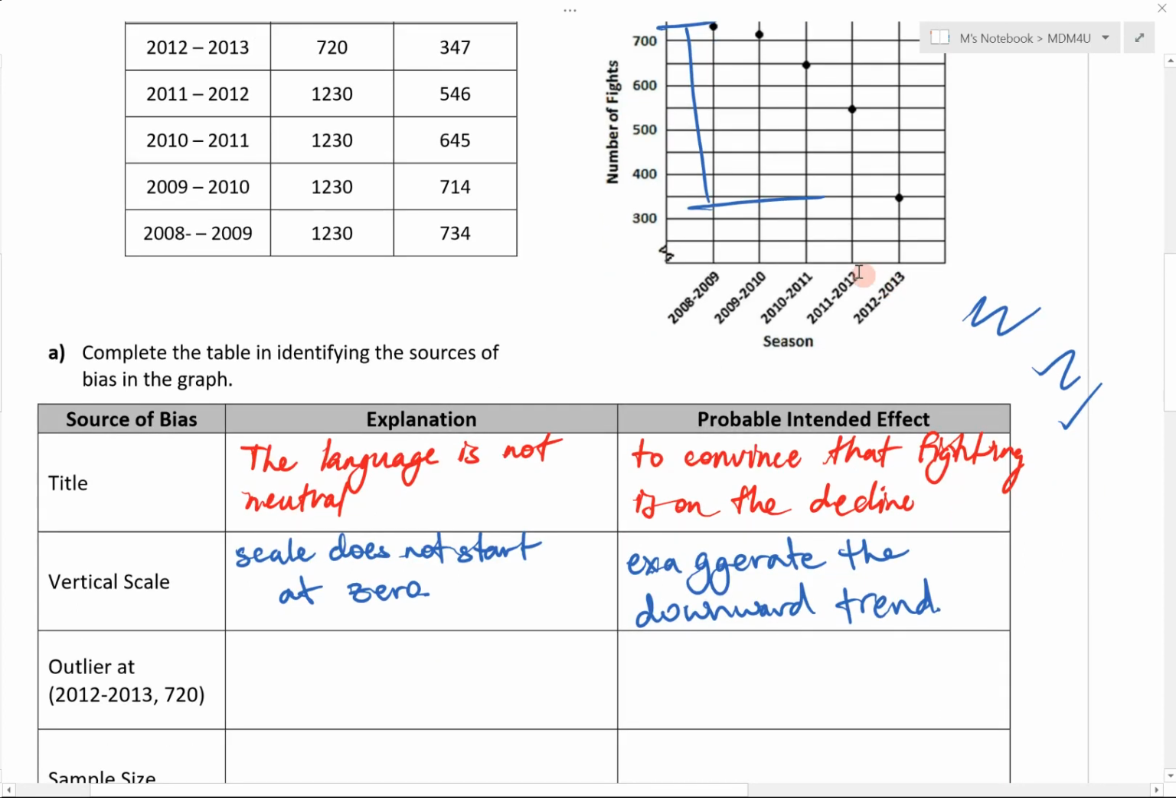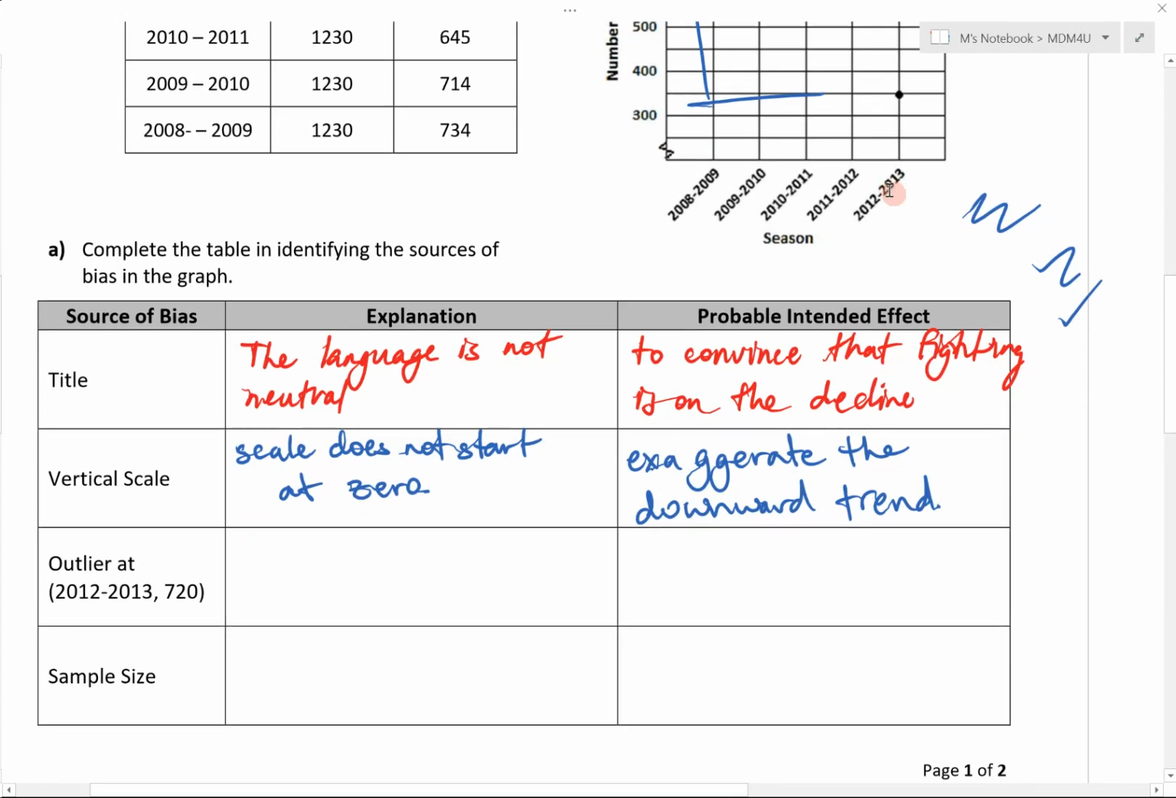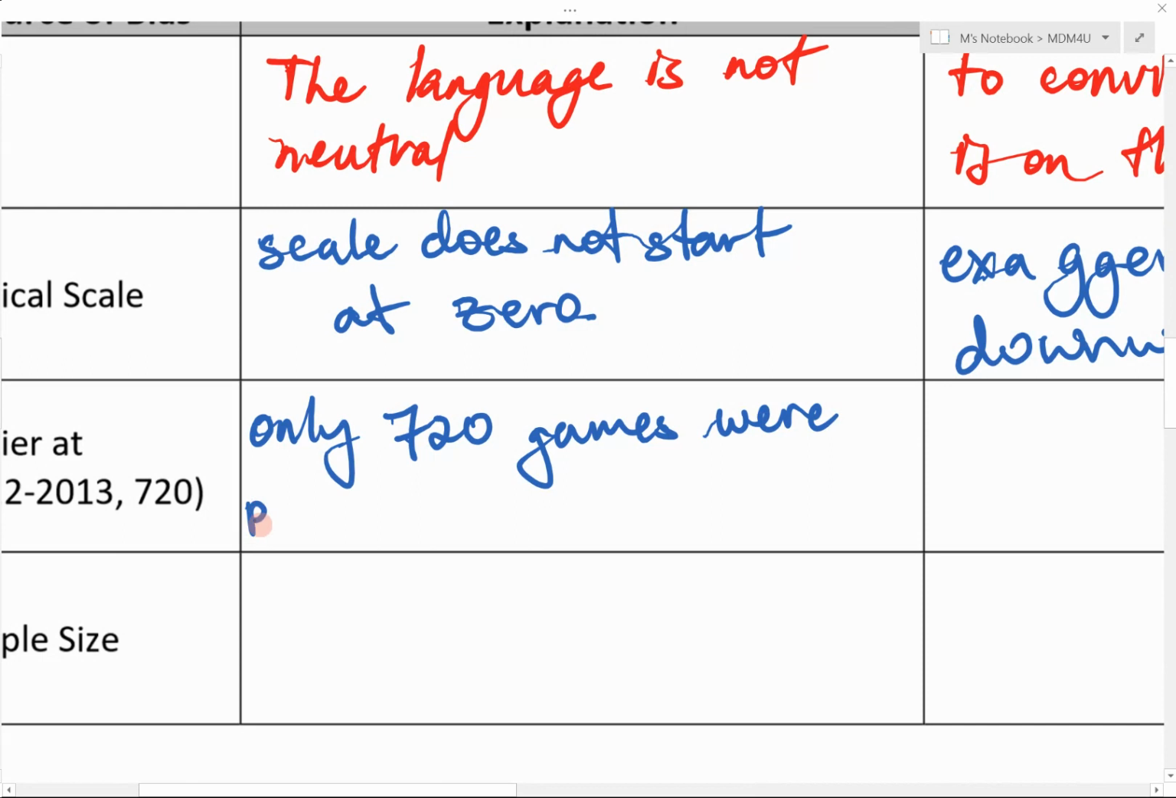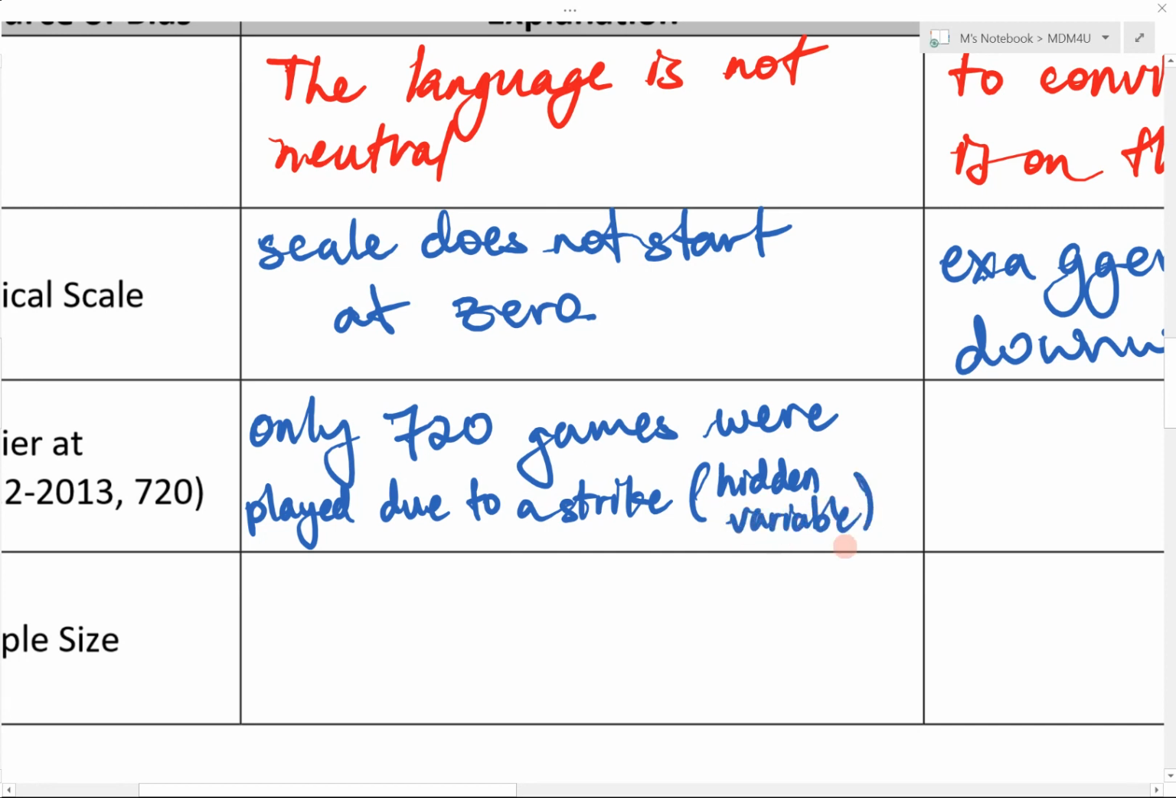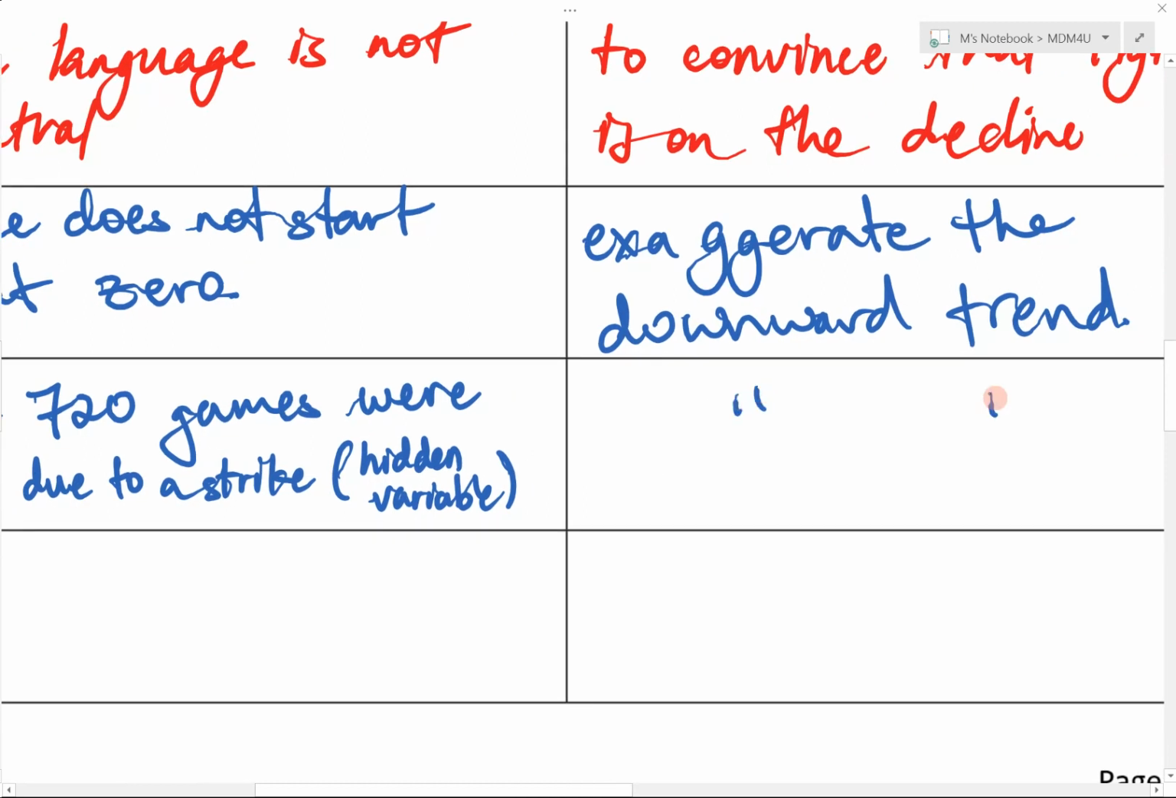So they're trying to exaggerate again the downward trend, due to this one thing out here that's saying that there was a strike. Okay, so only 720 games were played due to a strike. So we're going to say that there's a hidden variable. And again, it's to exaggerate the downward trend.